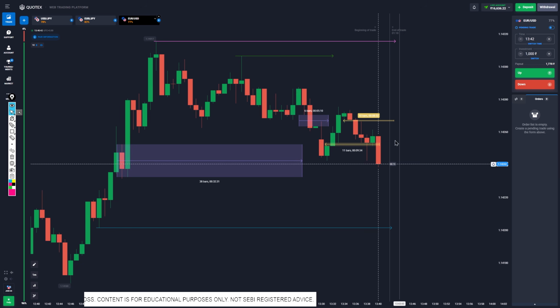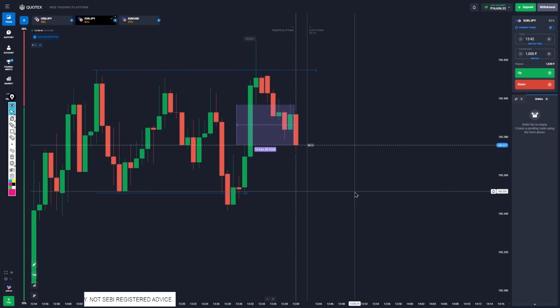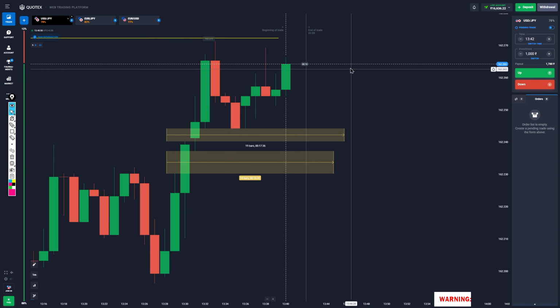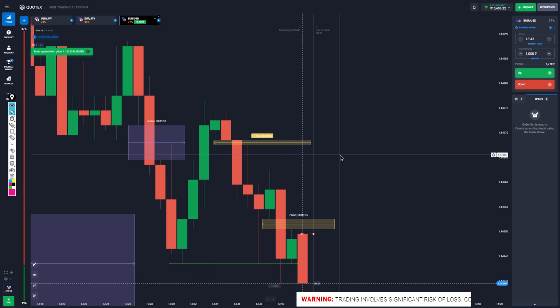Okay. So the market again tries to move downside. Let's wait and see what it tries to tell us. Then I will decide whether to take the opportunity. Okay. I take a sell trade here.